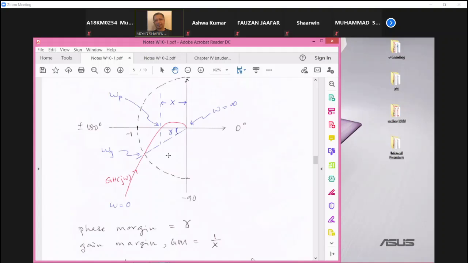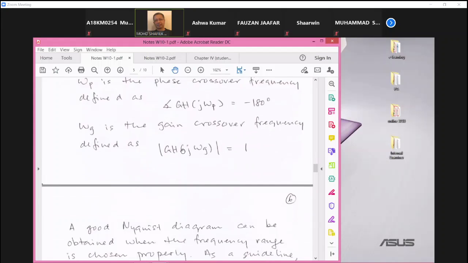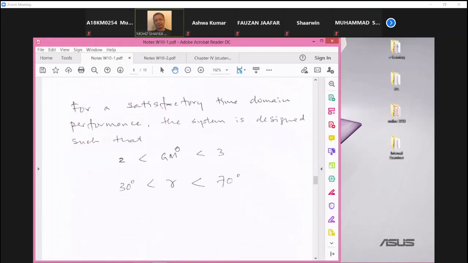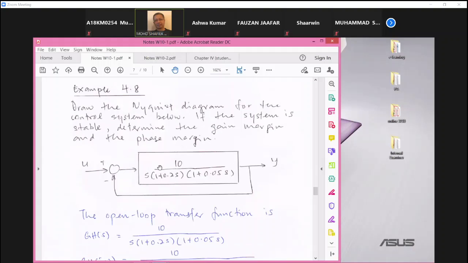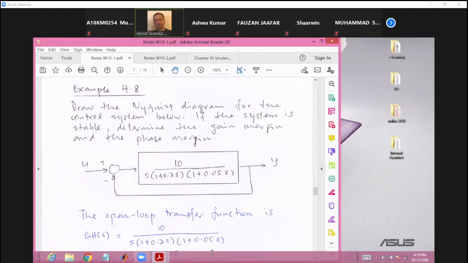But okay, so let's go into detail of the problem. Let's look at example 4.8, for example. Here, this is a typical question that you are going to face in your test.